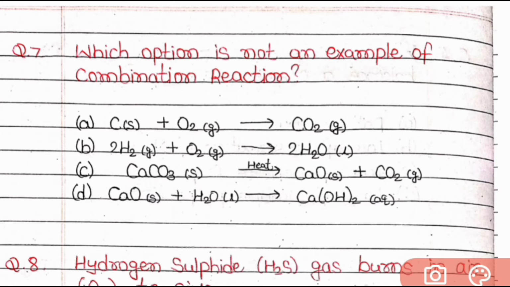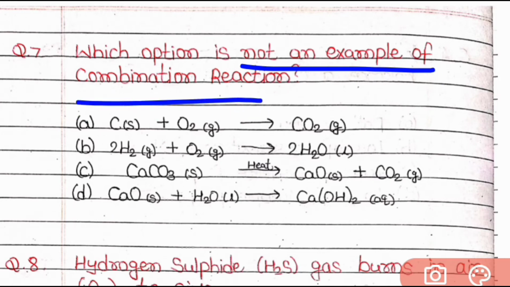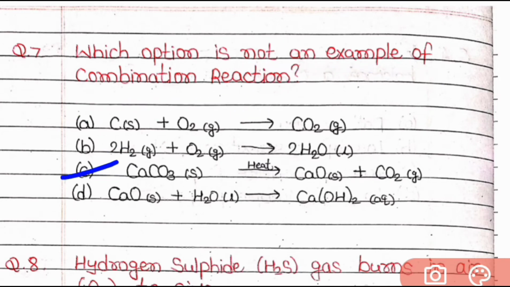Now let us come to option D, CaO plus H2O. Two reactants are giving single product. Here the question is asking which is not an example of combination. So option C is correct, because option C is showing decomposition reaction.